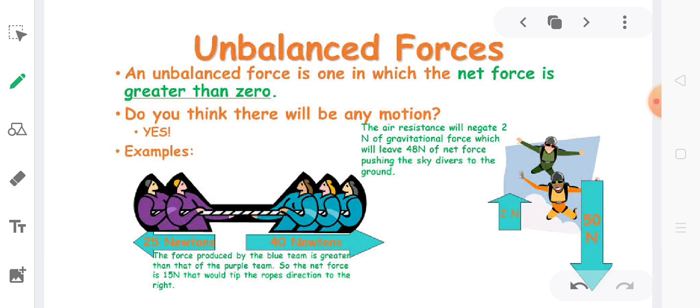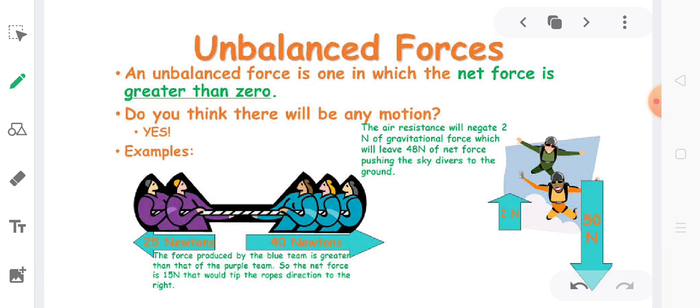So an unbalanced force is one in which the net force is greater than 0. That's exactly what I was saying. So do you think there will be any motion? Yes. As you can see in the example again, in the picture, the people are applying some force in one direction, the force applied is 25 Newton.